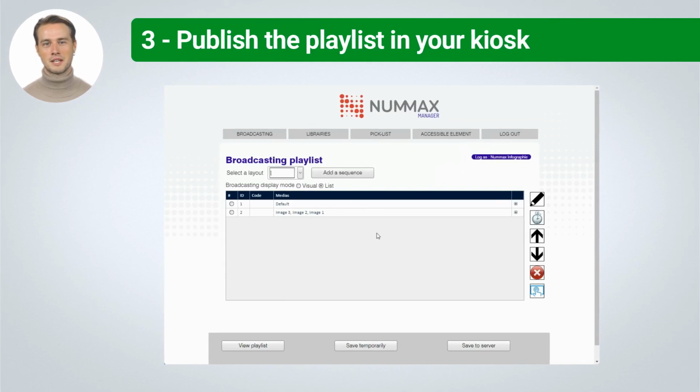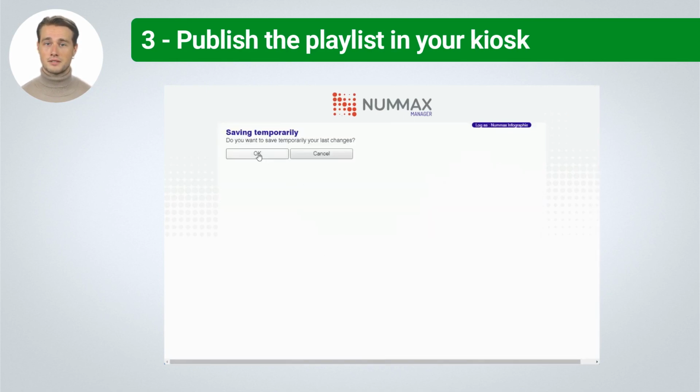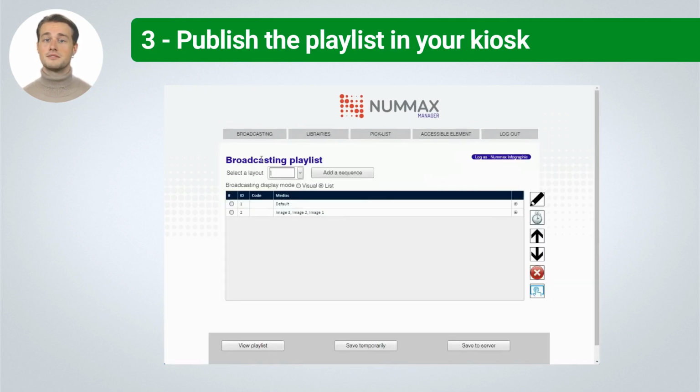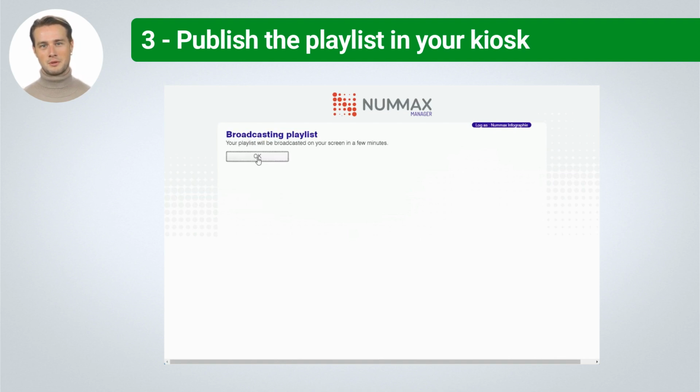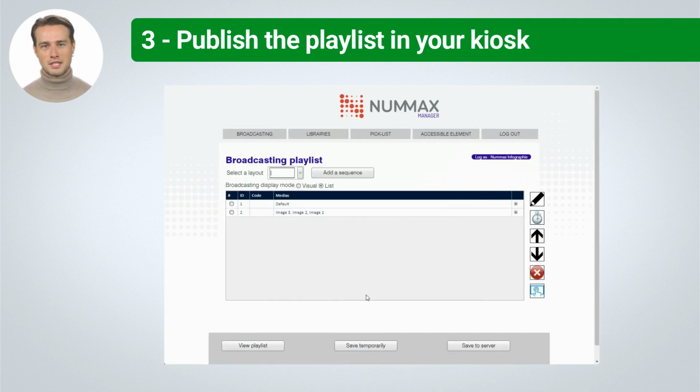At the bottom of the screen are two Save buttons. The first, Save Temporarily, will save your broadcasting playlist only in the software, but will not be displayed in the kiosk. This will allow you to come back to your schedule at a later date. On the other hand, Save to Server saves your sequences in the software and publishes them in your kiosk. Depending on the configuration of your equipment, it can take up to 5 minutes for your kiosk to start broadcasting your content.